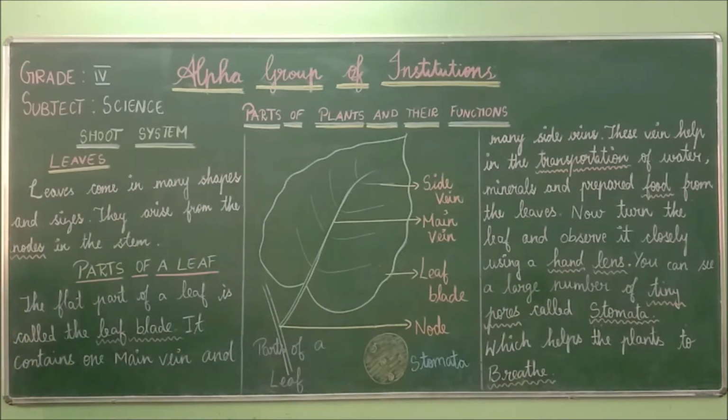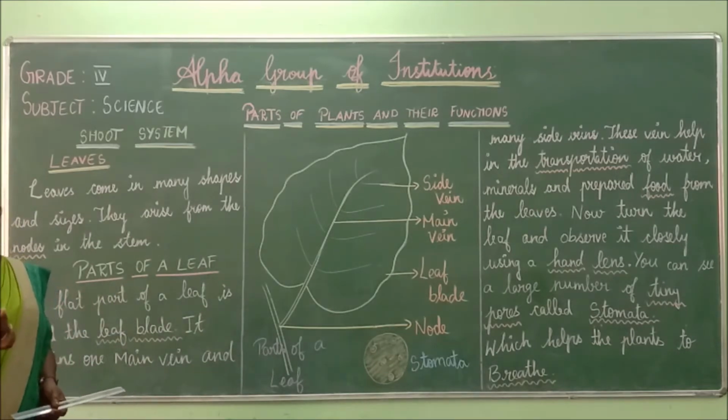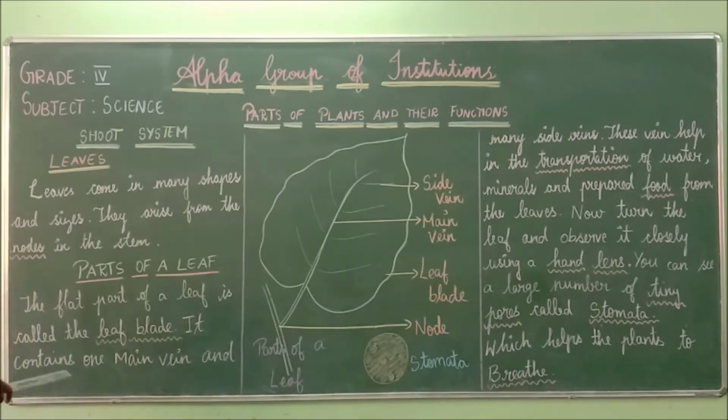Sunflower leaf will be in a different shape. Lotus leaf will be in a different shape. Mango leaf will be in a different shape. So you collect 10 different shapes of leaves and dry them, then paste them on an A4 sheet. So here, leaves come in many shapes and sizes.